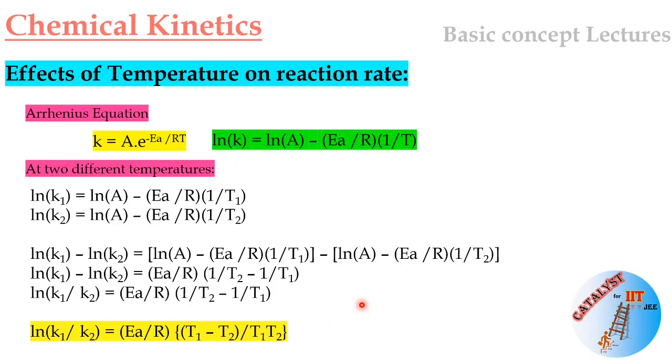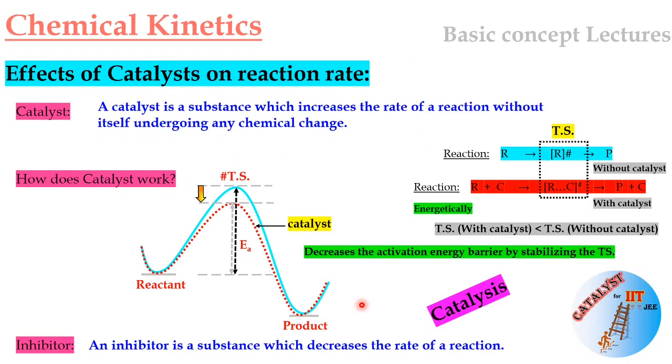Okay. Now we are going to talk about the second external factor, which is catalyst, the effect of catalyst on a reaction rate. So what is a catalyst? A catalyst is a substance which increases the reaction rate without undergoing any chemical change. So a catalyst is a substance that increases the rate of a reaction, but it does not change itself.